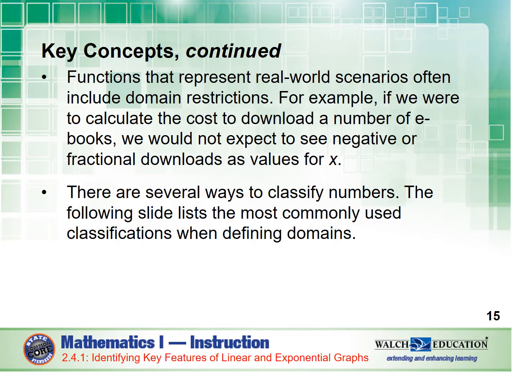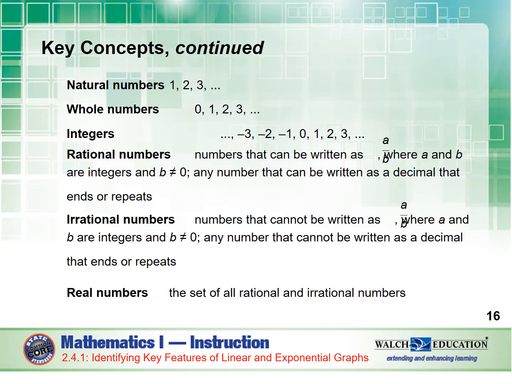So there are several different ways to classify numbers. The following slide lists the most commonly used classifications when defining domain. These are a review from several different years. First, we've got natural numbers, numbers like 1, 2, 3. We have whole numbers, which include 0. We have integers, which are the negative numbers and positive numbers.